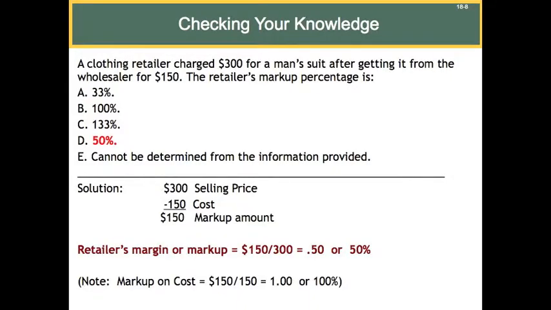Here's the solution. We see that the selling price of the item as specified was $300. Subtracting the retailer's cost of securing the item, we see that the markup amount is $150. Therefore, the retailer's margin, or markup, is 150 divided by 300, or 50%. Again, note the markup on cost is 100%. This is another example of keystone pricing.